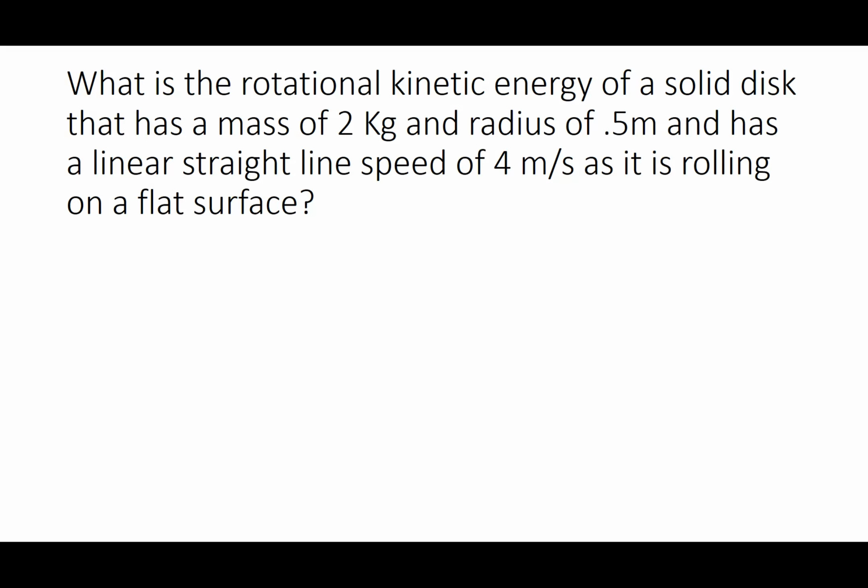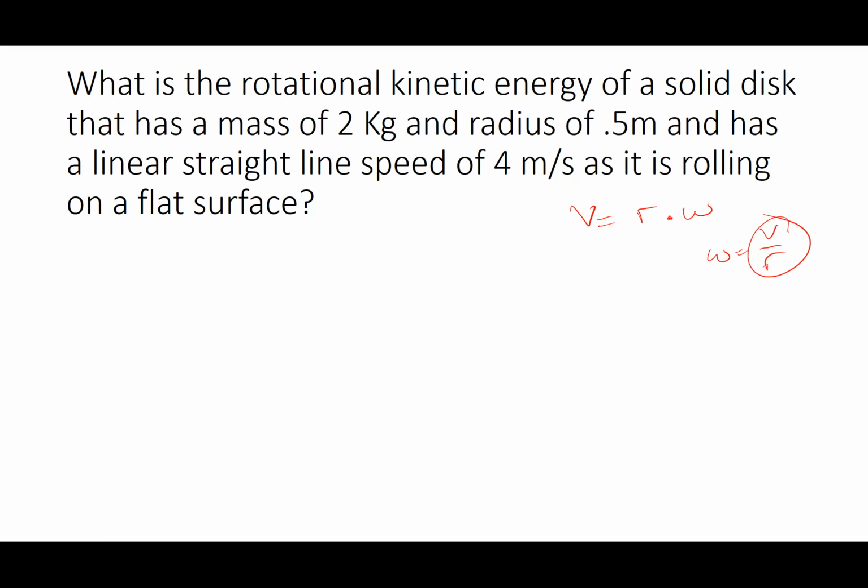Here we're trying to find the rotational kinetic energy of a solid disk. It has a mass of 2 kilograms and a radius of 0.5 meters and has a linear straight line speed of 4 meters per second as it's rolling on a flat surface. So here I'm not given omega, but I know that v is equal to r times omega. So omega equals v over r. So we have to keep that in mind as we look to solve this problem.